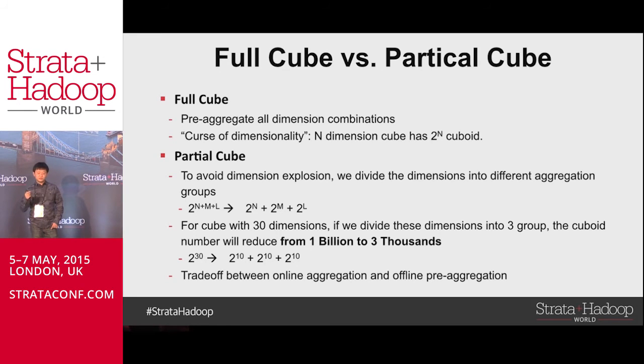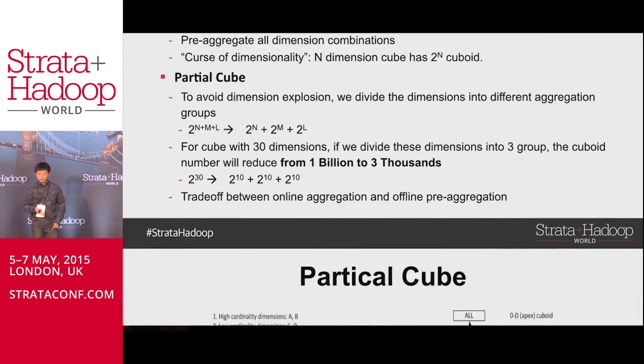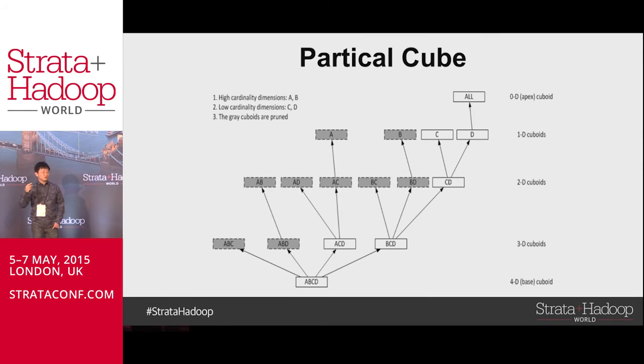To mention a few, that is the hierarchy dimension concept, and also the derived dimension concept. Due to the limited time, I will not introduce those here. But the concept is roughly the same. So you just calculate part of the full cube, like this. The gray ones are not calculated. The white ones are calculated.